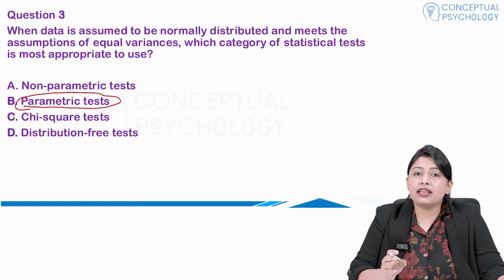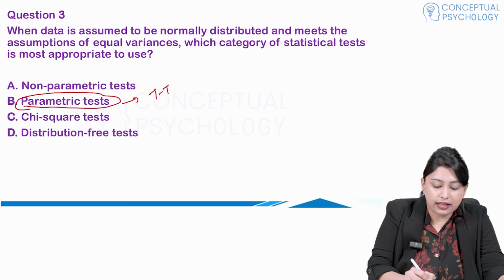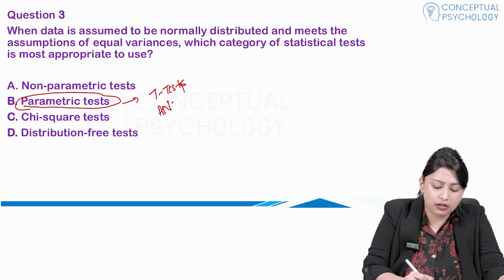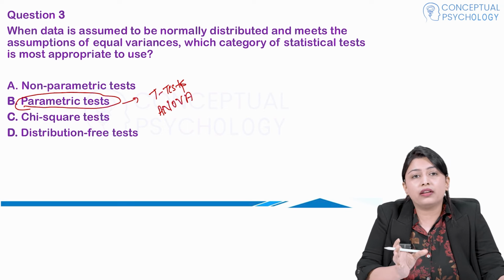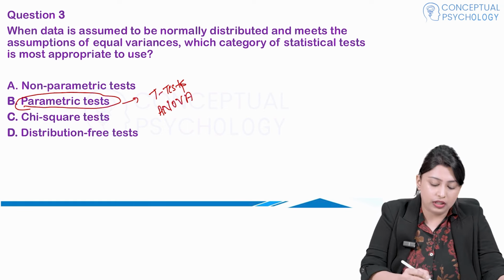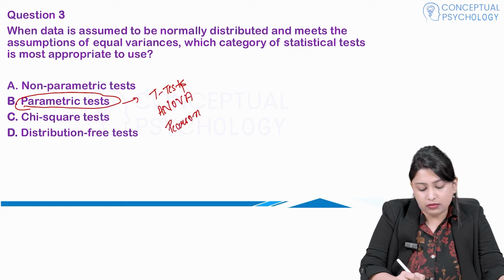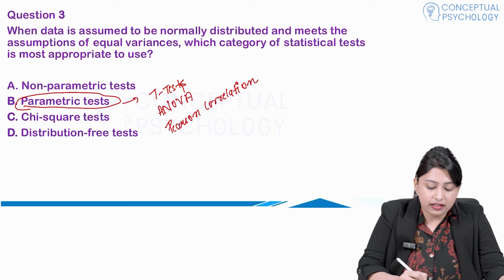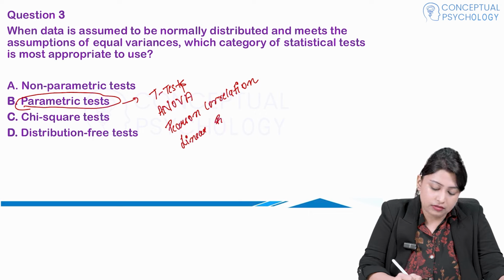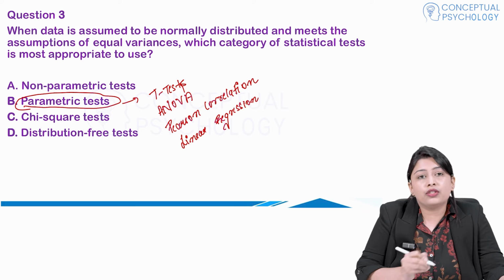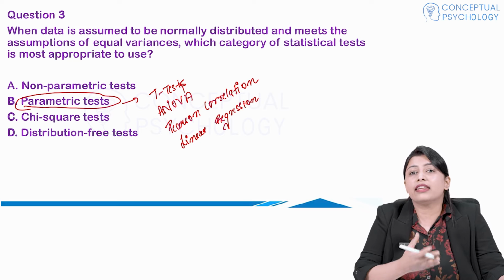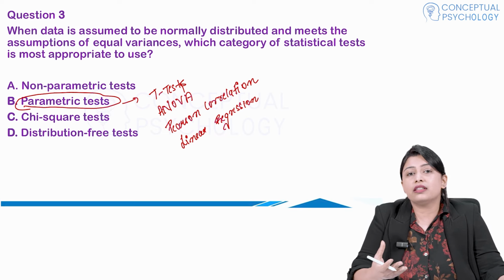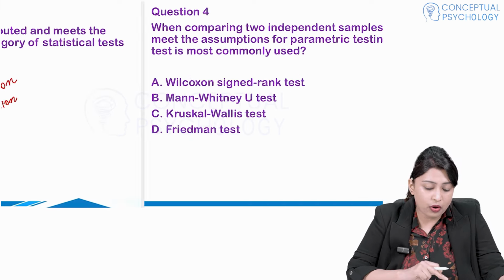So the common parametric tests here would include the t-tests for comparing means between the groups. It would also include ANOVA, which is analysis of variance, for comparing multiple groups. Then the Pearson correlation, where we measure linear relationships, and linear regression. Parametric tests are generally more powerful than their non-parametric counterparts when their assumptions are met, meaning they are better at detecting true differences or relationships when they exist. Moving on to the next question.